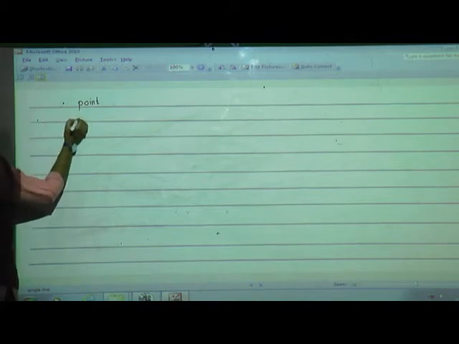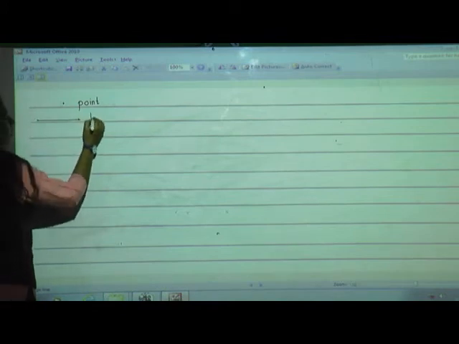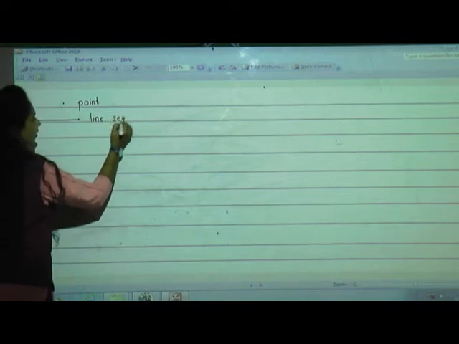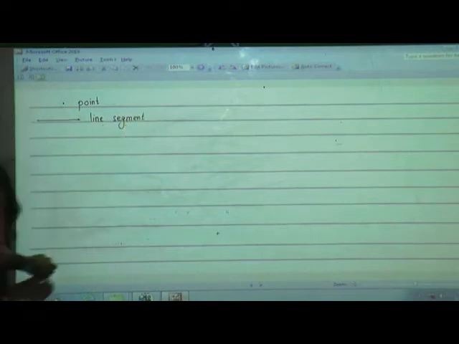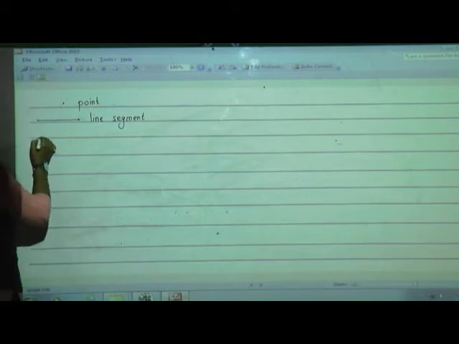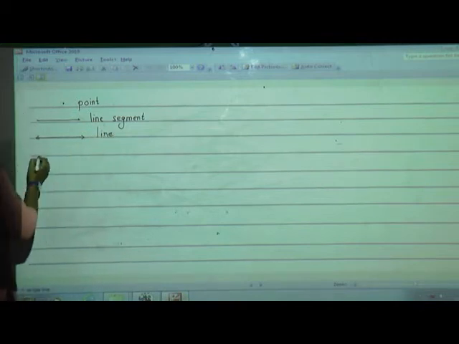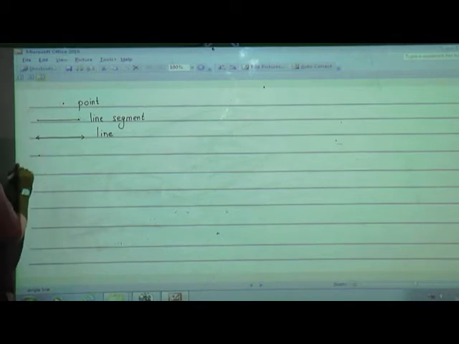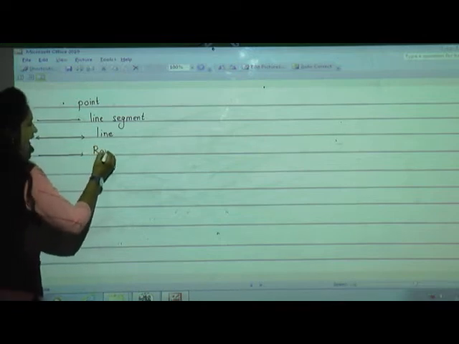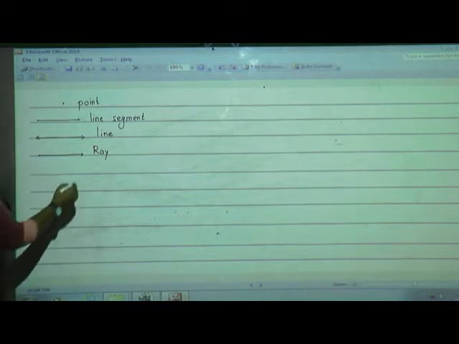When we join two points together, it is called a line segment, isn't it? And see, two sides arrow means line. In a line there is no ending point; it goes on both sides. A ray starts from one side and has no ending on the other side, isn't it? We have studied all this in grade 3, and just now we have seen the angles.